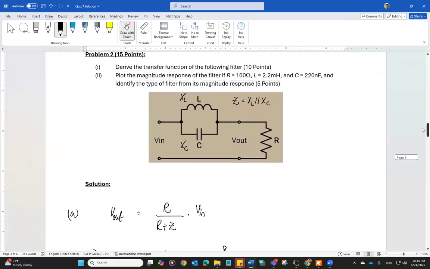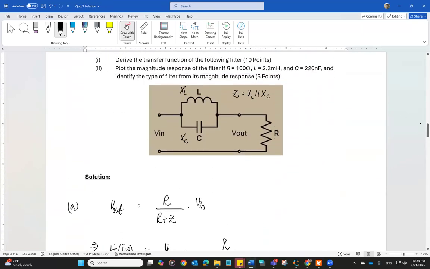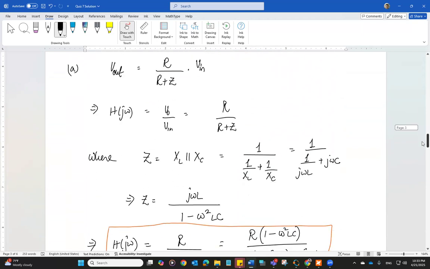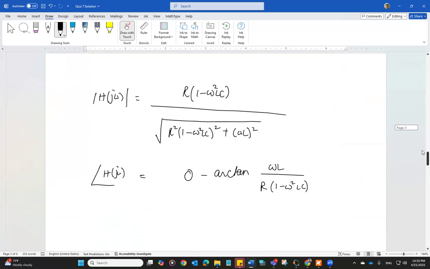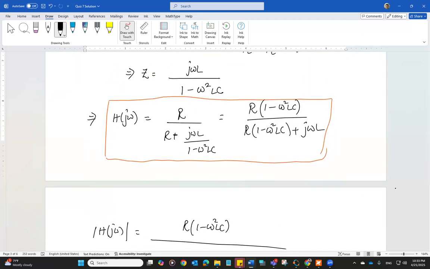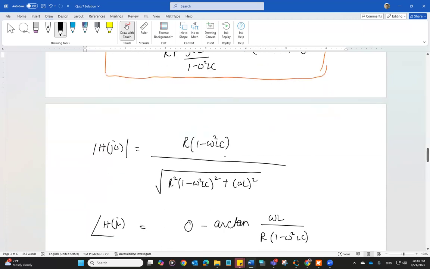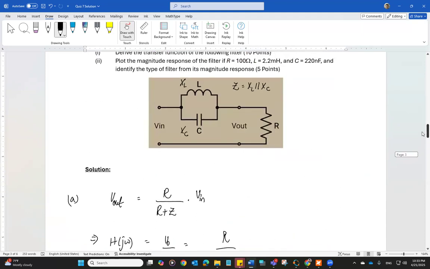So that is, I believe, our part number 1: derive the transfer function of the following filter. Again, we do not know what type of filter that is. We're going to go ahead and plot the response, although you can kind of figure out what type of filter this is by looking at the inductor at low frequencies. The inductor is going to be acting as a short circuit.